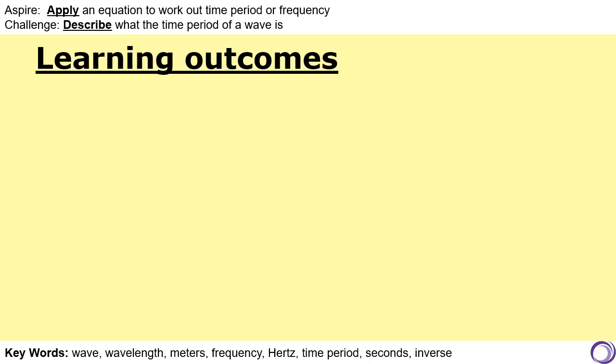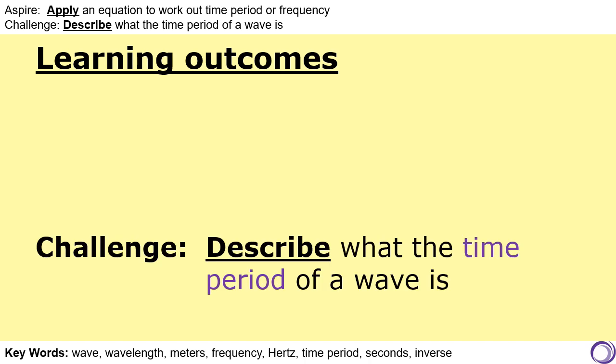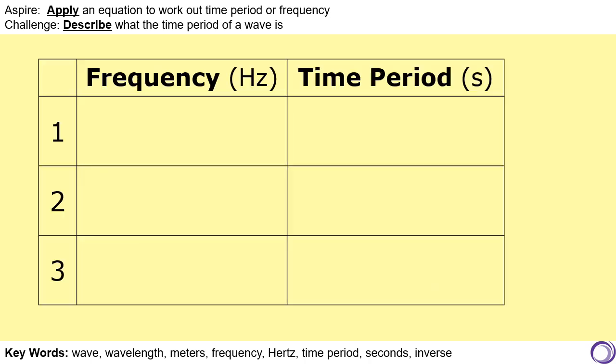Okay, so well done for getting through the first part of this lesson. Let's look at our learning outcome again. In the first part of the lesson, we wanted to be able to describe what the time period of a wave is. You should now be able to do that, and you should also be able to work out how to find the time period of a wave from a graph, as well as recall what frequency is. So in the second part of this lesson, we're going to look at the relationship between frequency and time period.